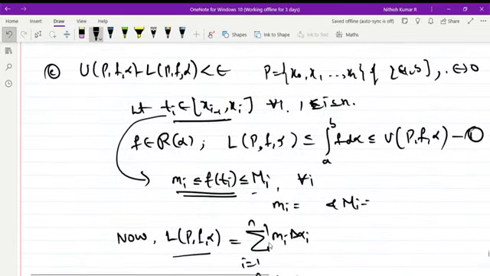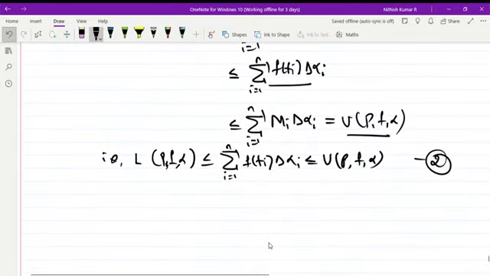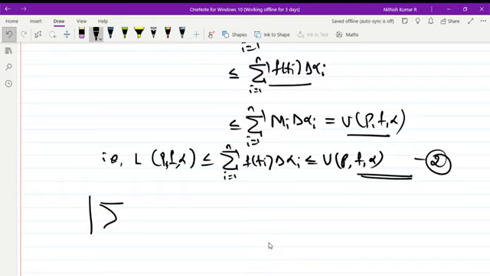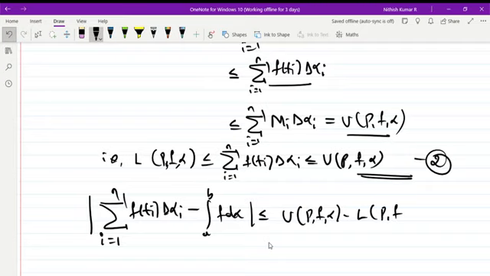Now observe relation 1, that is, L(P, f, alpha) is less than or equal to the integral from a to b of f d alpha, which is less than or equal to U(P, f, alpha). Using the expression 2, we have the modulus of the summation i equals 1 to n of f of ti delta alpha i minus the integral from a to b of f d alpha is less than or equal to U(P, f, alpha) minus L(P, f, alpha).